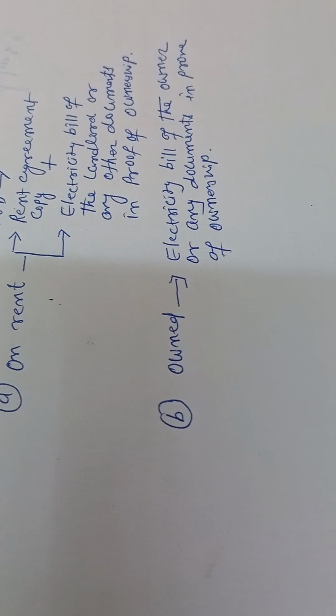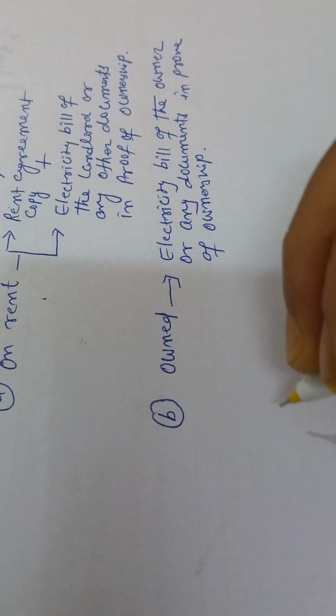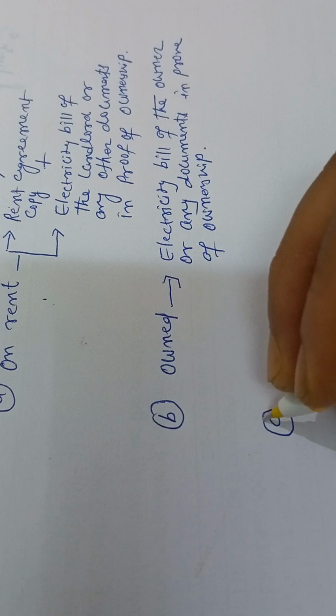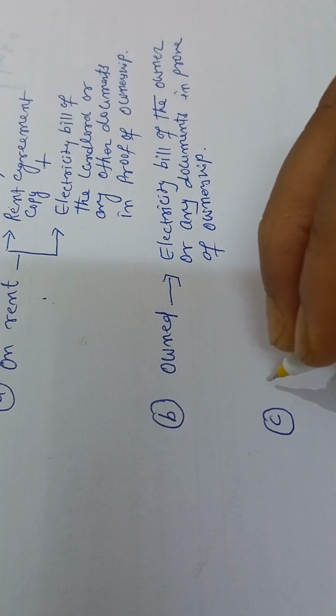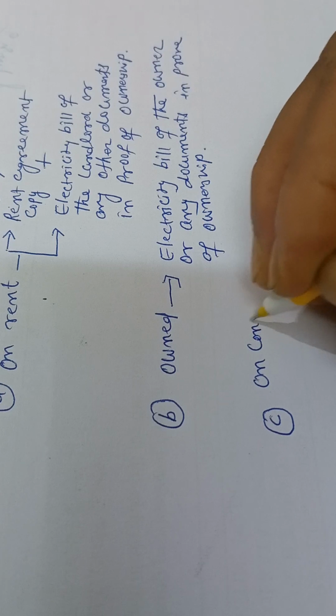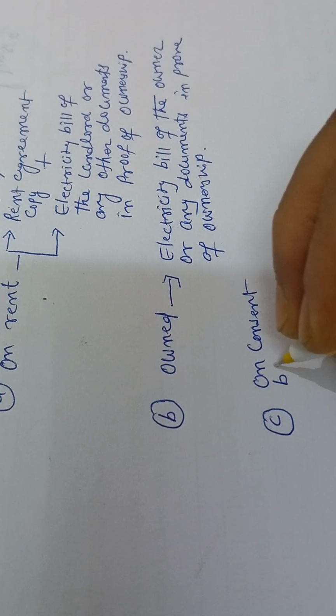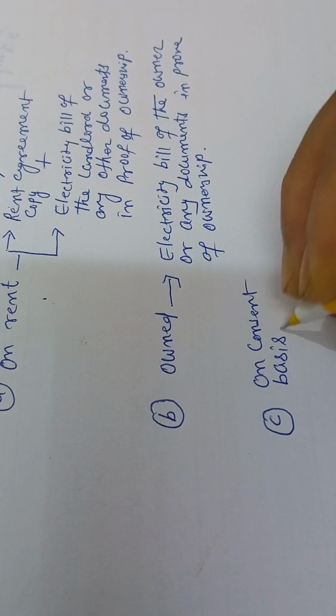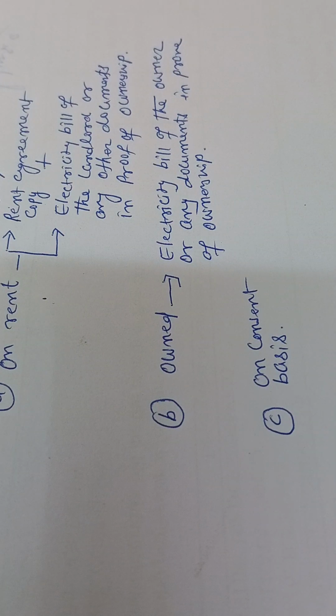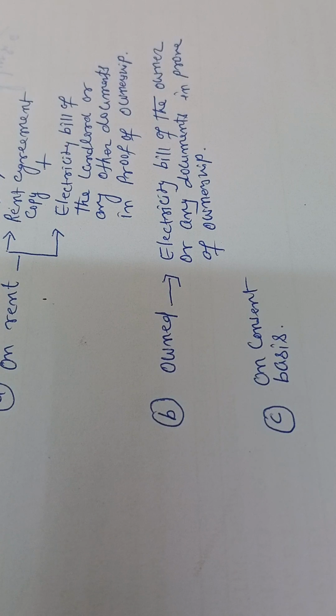Now there may be another situation, if the premises is on consent basis. On consent basis means there is no rent agreement or leave or license agreement, but the owner of the premises has allowed to use the premises for the purpose of office or for any other purpose. This is called consent basis.